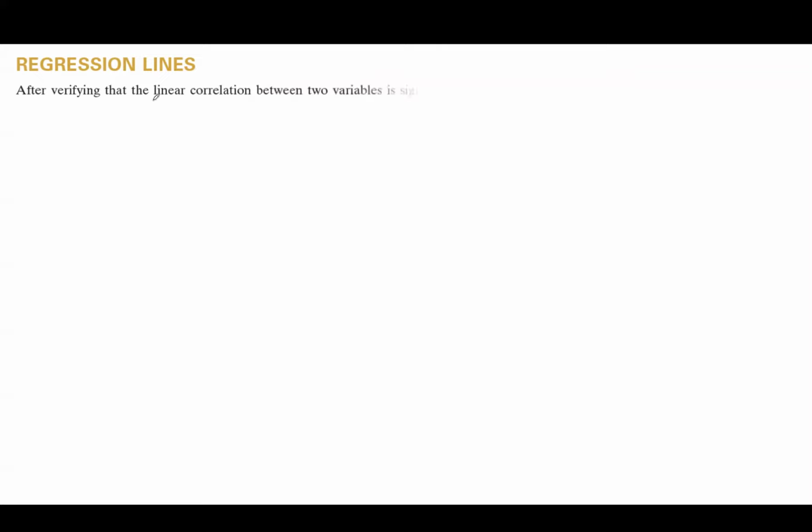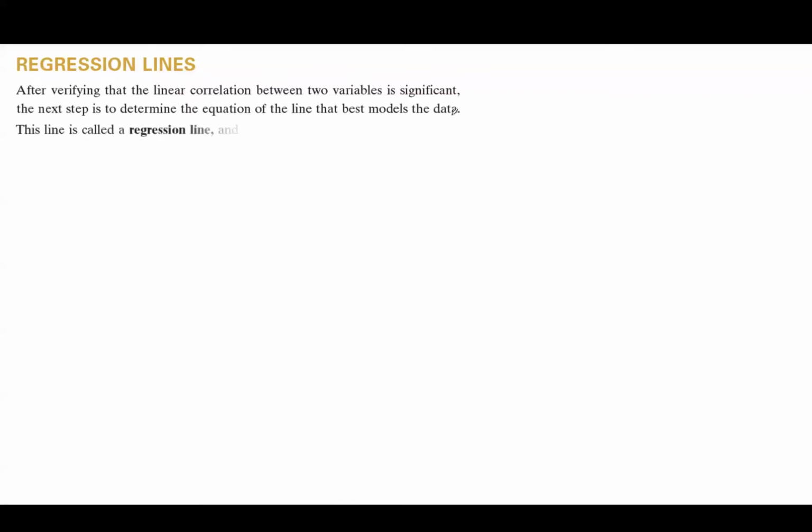Remember that after we verified that we have a basic linear correlation between two variables, and those variables have a linear correlation which is significant, the next step is to determine the equation of the line that best models the data. This line is called regression line. Sometimes it's called the line of best fit.